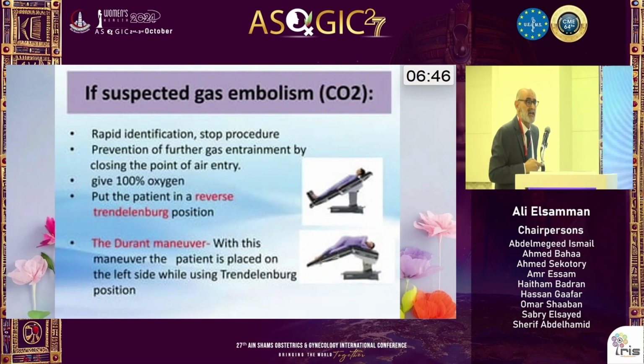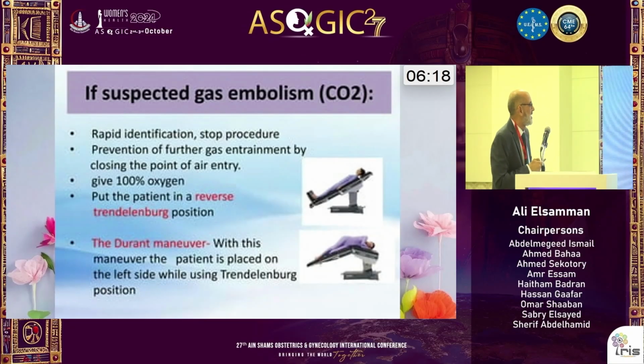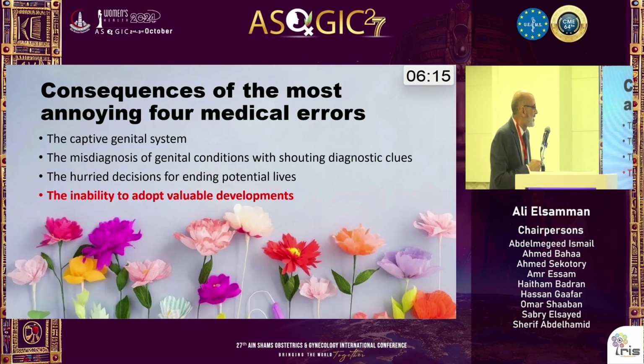The next thing, shout to all people in the theater: put the patient head down, in the Trendelenburg position. Shout again, put her in the left lateral position. If there is a large air bolus in the right ventricle, it will move to the apex of the heart, the blood pressure will be regained and the saturation will be better after this shouting to save these potential lives. The last medical error is the inability or failure to adopt valuable developments.